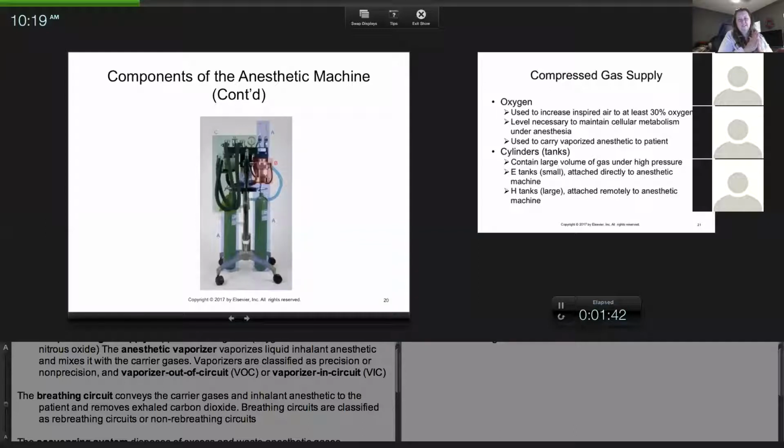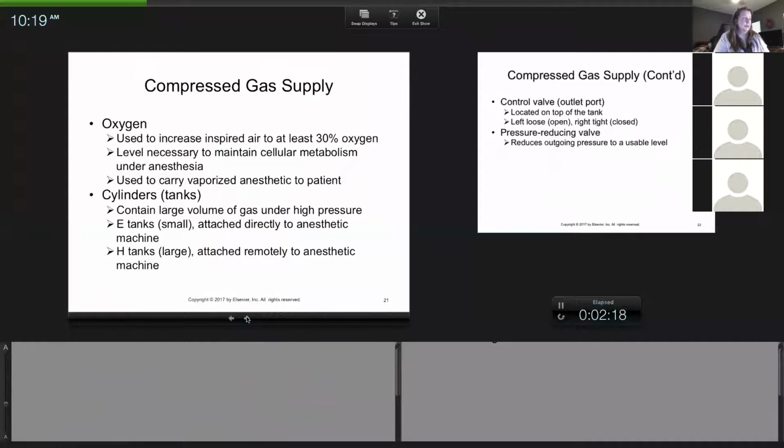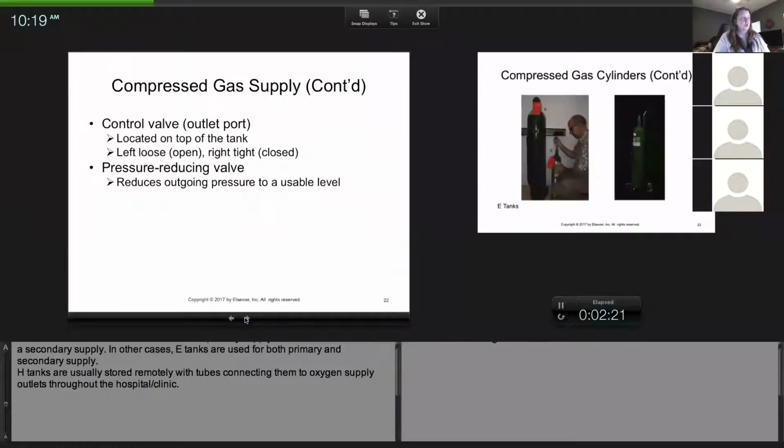But when you use an E-tank, this is what you guys will have at school. Very important to know, one tank should always be marked in use. It's the one that's open and being used. The other tank on the machine should be full. So you always want to have a backup tank. If you are the last one to use that tank and it's empty, you need to remove that tank, put on a new tank, and then mark the other one in use. So you always should have one in use and one that is full, that has not been used yet. So those are the two types.